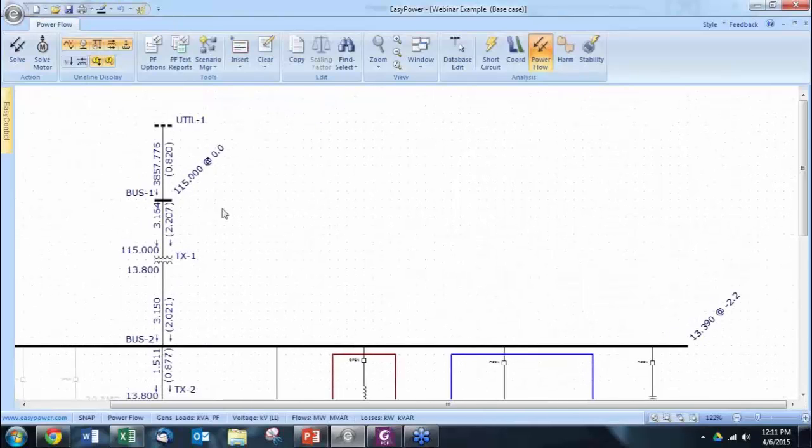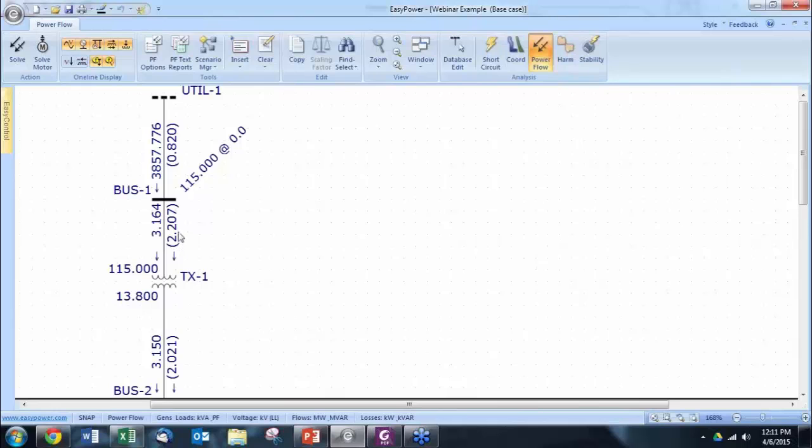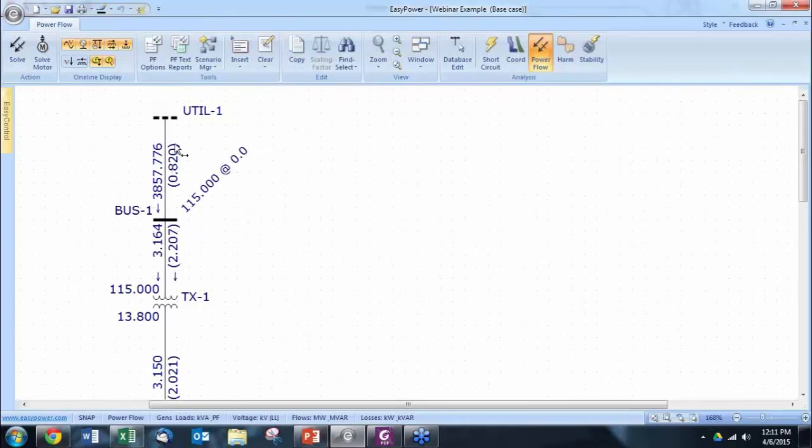And what do we have? We have that at the PCC, the point of common coupling, the plant is consuming 2,200 kVAr. And we have a lagging power factor of 0.82. Now, I don't know if where you live, the utility will charge you for a low power factor, but in Mexico, they most certainly will, and it's very expensive.